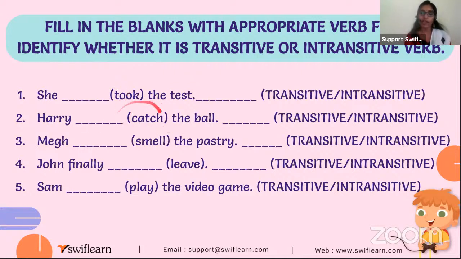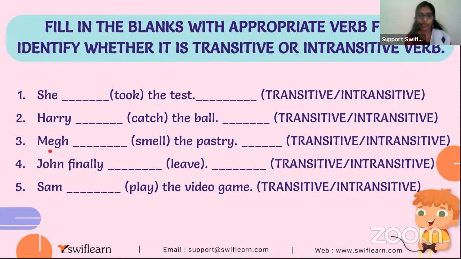Harry caught the ball. Here in bracket we have catch. Based on the tense, we'll be changing it to what? Caught. So Harry is the subject there, ball is the object. The action passes from the subject to the object. So Harry caught the ball, and this will be what? Transitive verb.